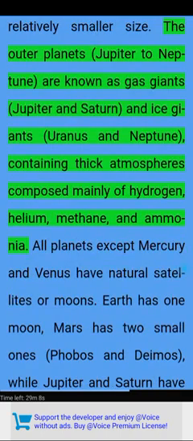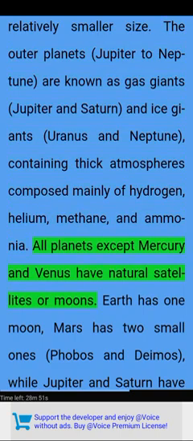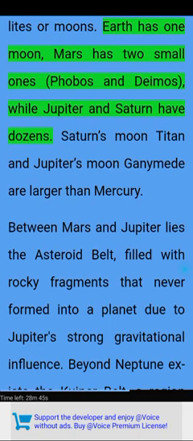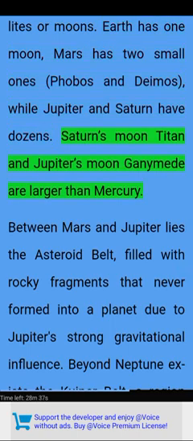The outer planets, Jupiter to Neptune, are known as gas giants, Jupiter and Saturn, and ice giants, Uranus and Neptune, containing thick atmospheres composed mainly of hydrogen, helium, methane, and ammonia. All planets except Mercury and Venus have natural satellites or moons. Earth has one moon, Mars has two small ones, Phobos and Deimos, while Jupiter and Saturn have dozens. Saturn's moon Titan and Jupiter's moon Ganymede are larger than Mercury.